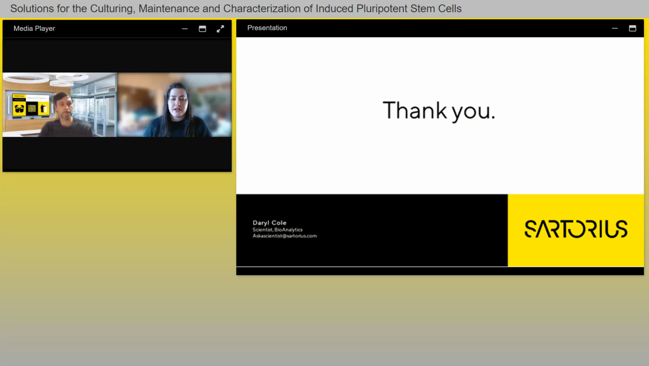Our first question asks, can you image fluorescence using the cell selector, for example, when isolating and picking fluorescently labeled iPSCs? Yes, cell selector flex is capable of imaging in multiple different fluorescent channels, so it's more than capable of performing that kind of experiment.